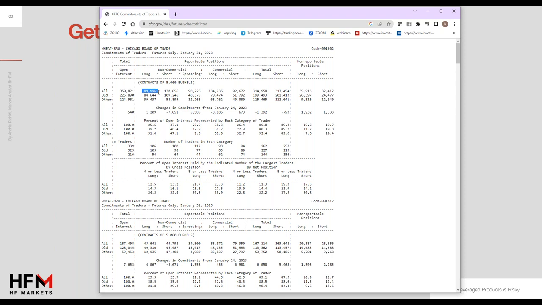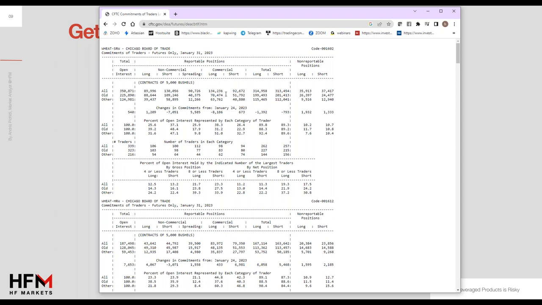So over here, 89,996 for the long, short are way higher, 130. It used to be lower, 109. So obviously there is an increase over here. Let's see the commercial. The commercial long is higher, but there is also growth in the short position. So even though in the commercials the long position is bigger than the short.